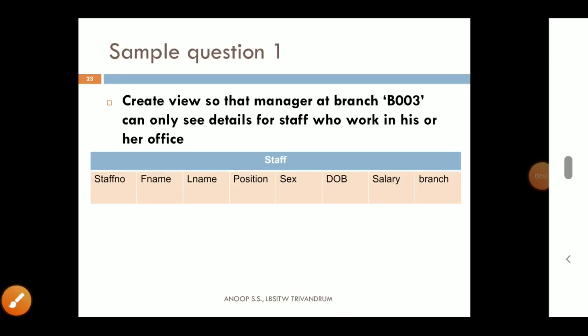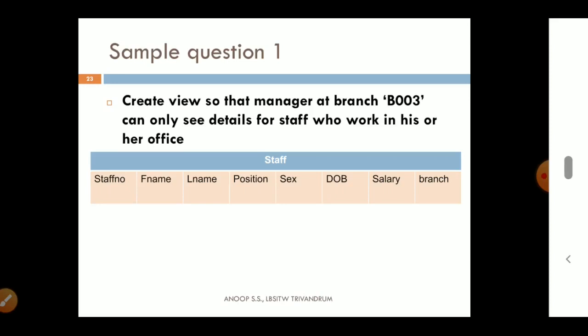First question: create a view so that a manager at branch B003 can only see details for staff who work in his or her office. We are given a staff table. Here we need to create a view for the manager so that he can view only details of his staff. That means we need to write a select query such that the result is the details of staff in branch B003.